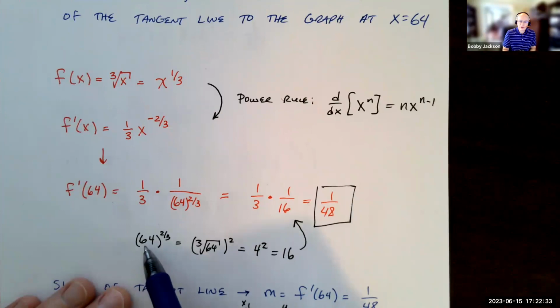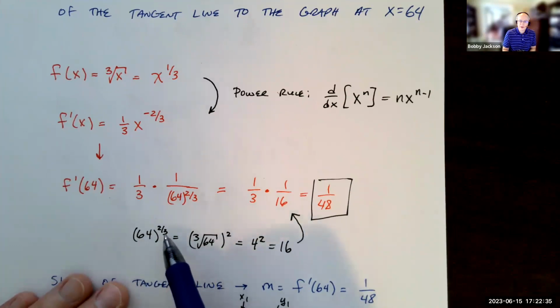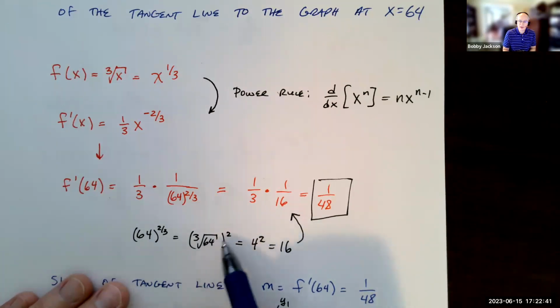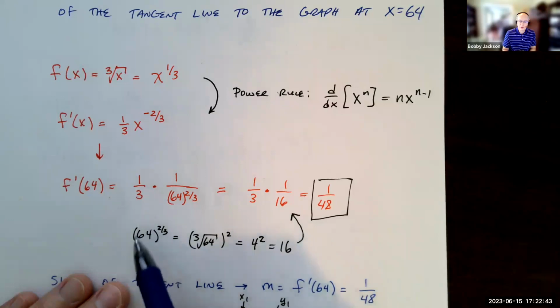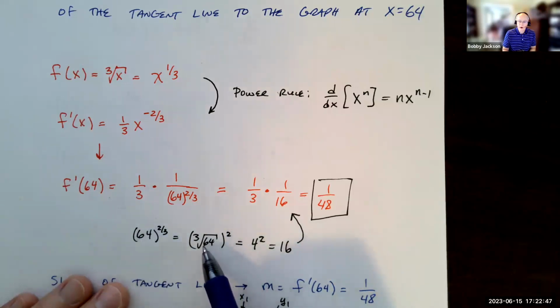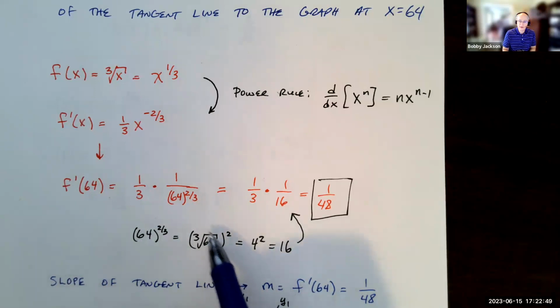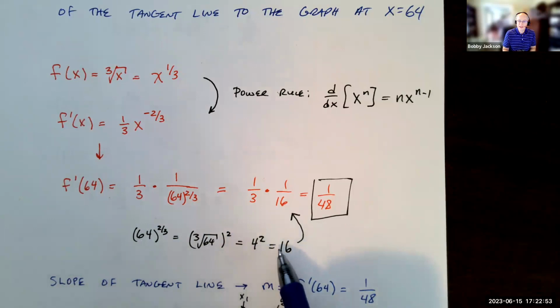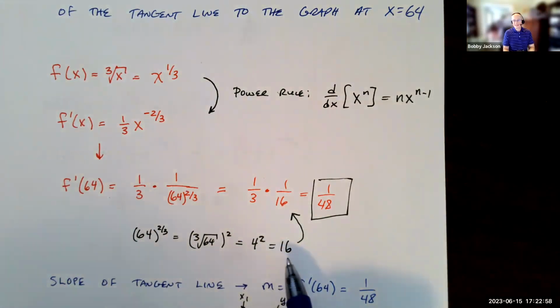And 64 to the 2/3, the 1/3 is the cube root, and then of course the 2 is squaring. So if I take the cube root of 64 and then square it, that's what we're talking about. The cube root of 64 is 4. Right, 4 cubed is equal to 64. So the cube root of 64 is 4. And then I'm going to square 4 and get 16. So this is just 1/16. 64 to the 2/3 power is 16.